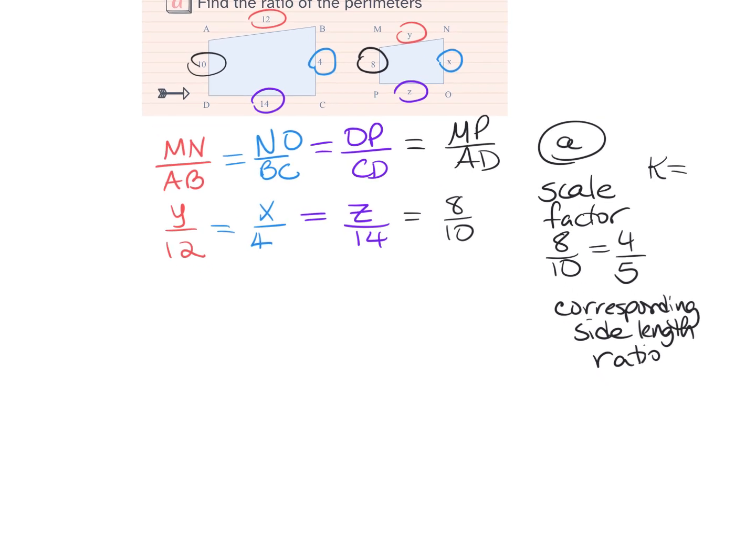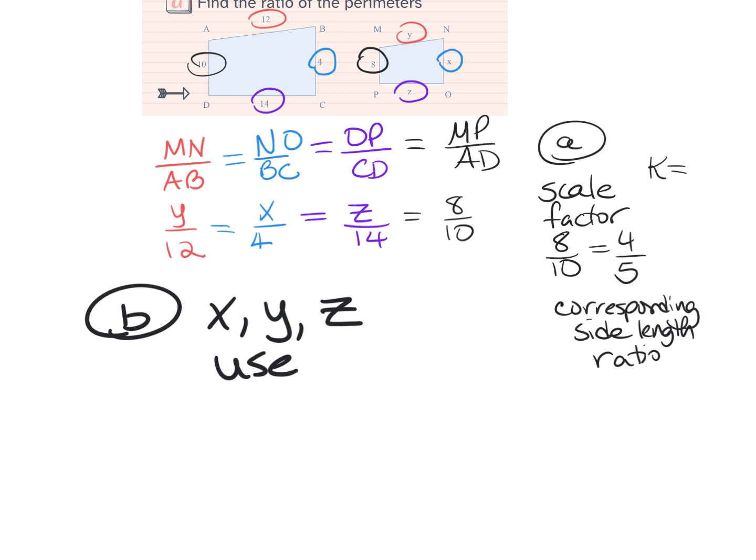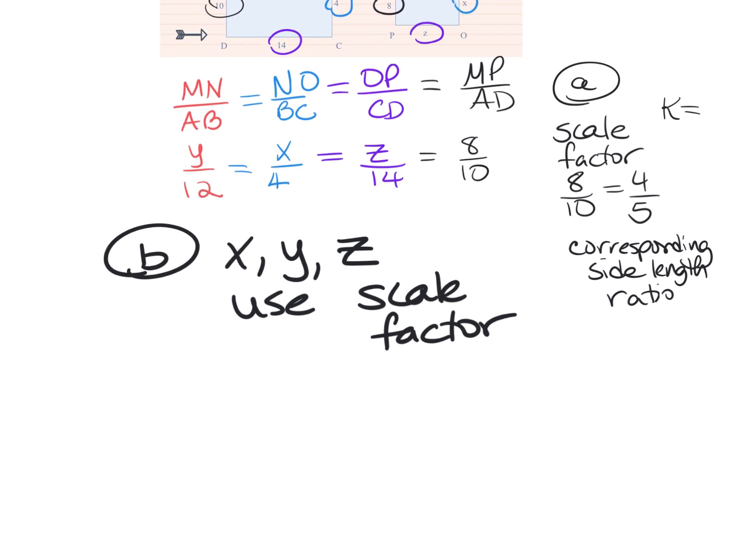So for part B, I need to find the value of X, Y, and Z. I'm going to use the scale factor, and I'm going to set up 3 different proportions. So the first one, I could do X if I do it alphabetically. I'm using this ratio, X over 4, and I'm setting that equal to the scale factor.